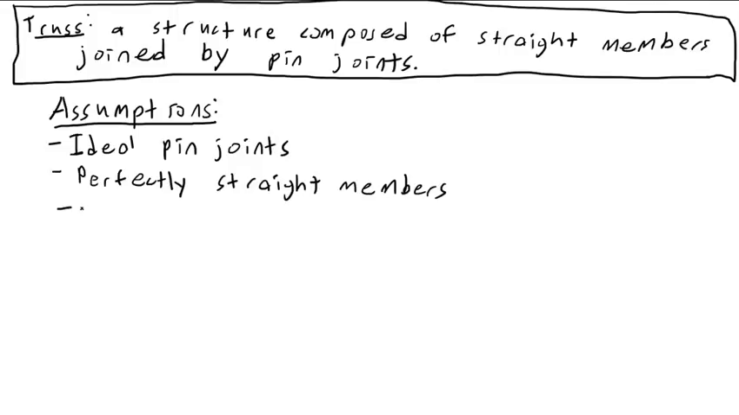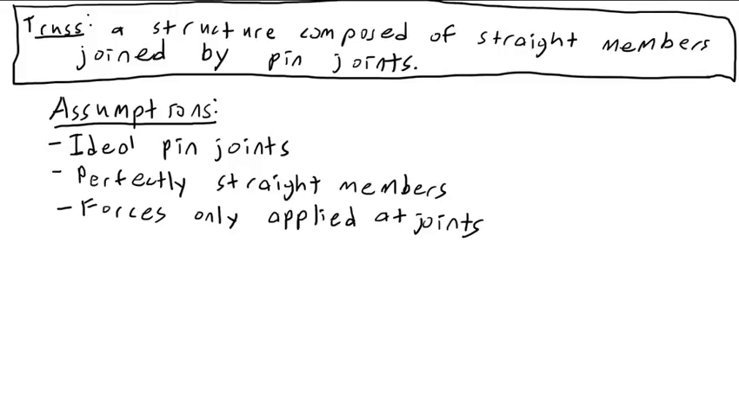Let's see, forces only applied at joints. So you can have forces on a truss, but in order to be a true ideal truss, they have to be applied only at the joints. Which is fundamentally impossible. Why is this fundamentally completely impossible? Any idea?